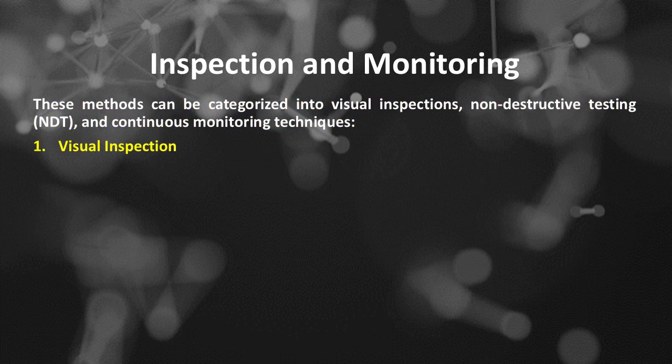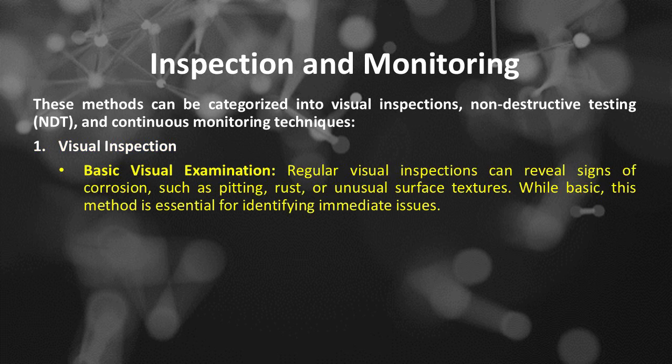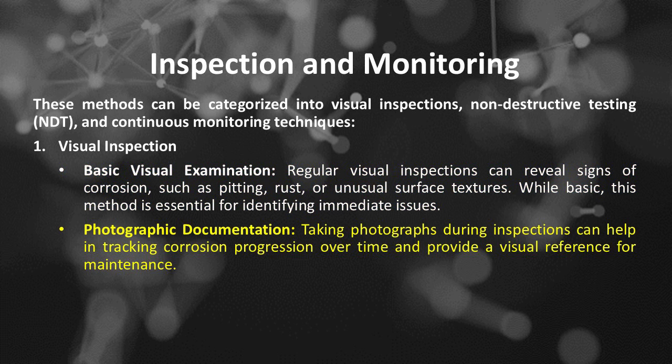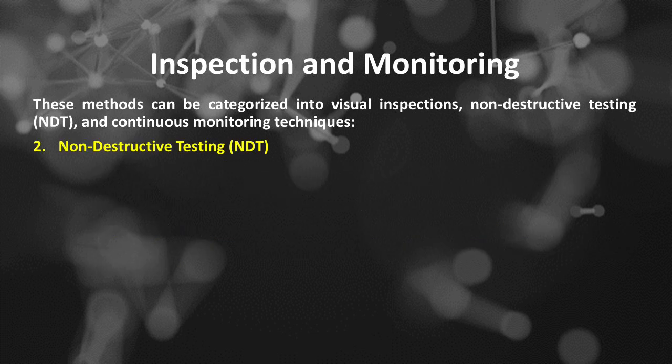Number 1 is visual inspection. Basic visual examination. Regular visual inspections can reveal signs of corrosion, such as pitting, rust, or unusual surface textures. While basic, this method is essential for identifying immediate issues. Photographic documentation. Taking photographs during inspections can help in tracking corrosion progression over time and provide a visual reference for maintenance. Number 2 is non-destructive testing, or NDT.